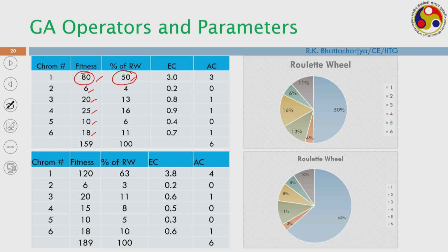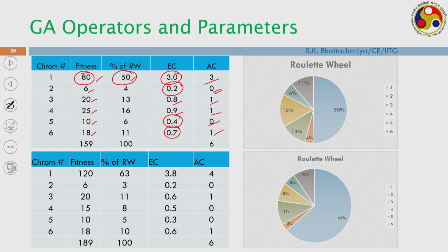Okay. So, therefore, the expected count you are getting is 3. So, the actual count is also 3. Then the second solution is the worst solution, expected count is 0.2, and so it is not selected. Then for the third one, expected count is 0.8, you are selecting 1. Then the fourth one 0.9, you are selecting 1. Then the fifth one, this is 0.4, so the actual count is 0, and the last one is 0.7 and the actual count is 1.